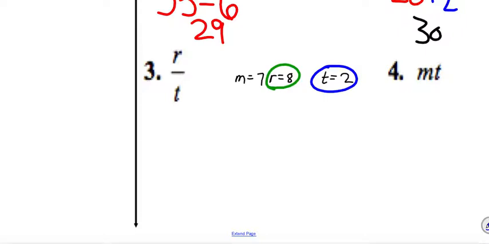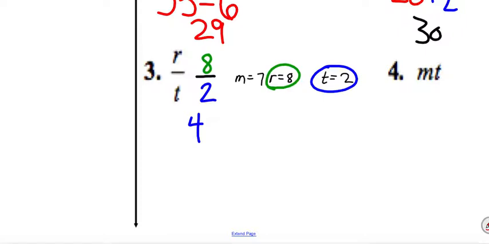So here on the top where the R is, I'm going to put an 8. And then where the T is, I'm going to put a 2. This is one simple step. 8 divided by 2 is 4. I am then going to move to the next problem.